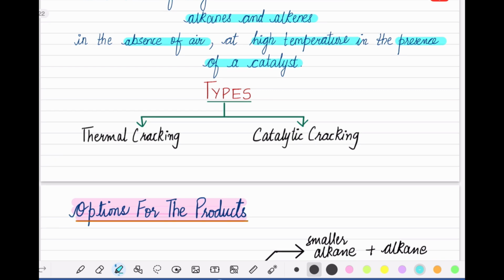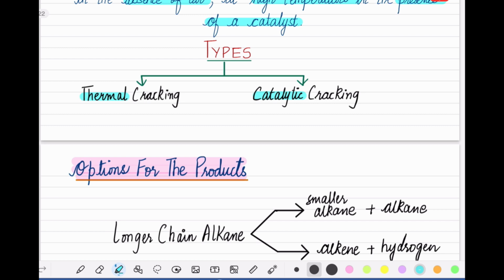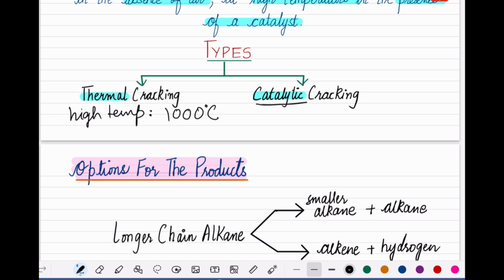Now there are two types of cracking, thermal and catalytic cracking. Thermal cracking takes place at a very high temperature, and the temperature is almost 1000 degrees Celsius. In order to speed up the chemical reaction or to make the reaction take place at a lower temperature, catalysts are used. So this type of cracking is known as catalytic cracking.